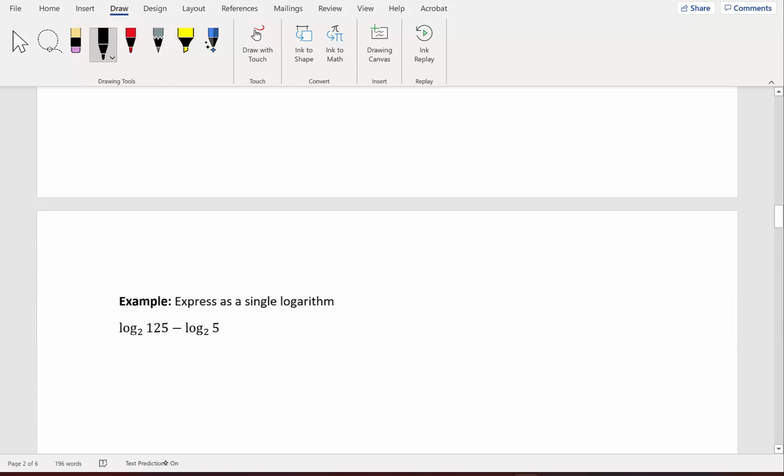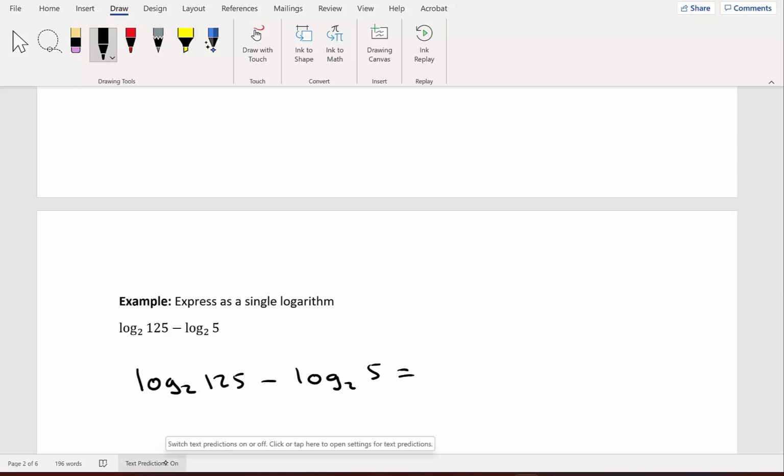Next problem. This time we're going to express it as a single logarithm, meaning combine them into just one log. So I have log base 2 of 125 minus log base 2 of 5. So since I'm subtracting here, the way to combine them together is with dividing. So this becomes log base 2 of 125 divided by 5. Now 125 divided by 5, I can simplify that. I get log base 2 of 25.